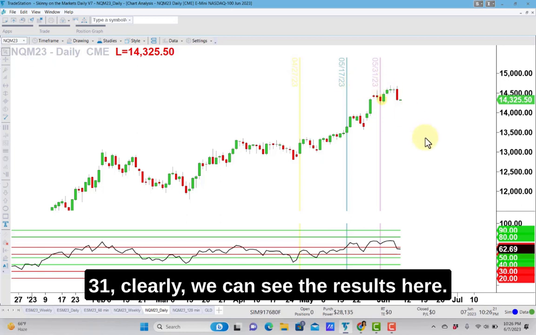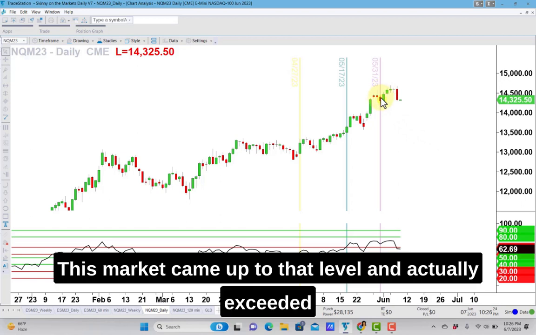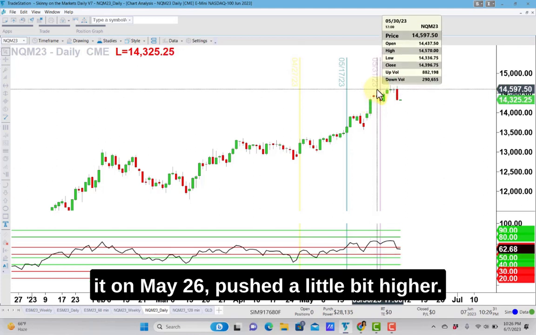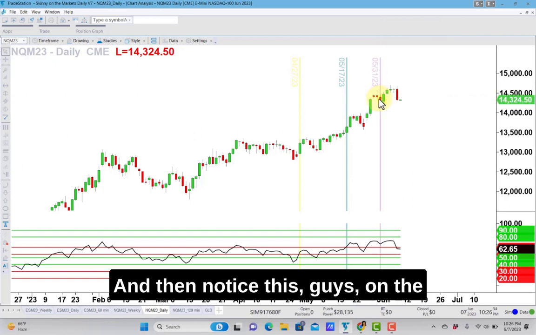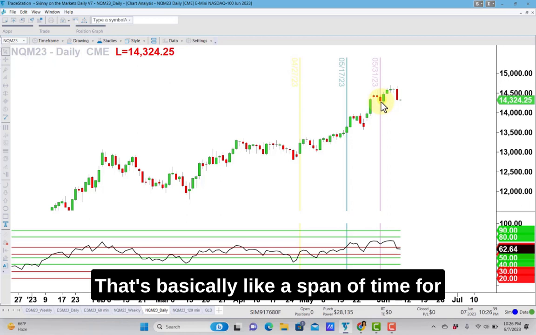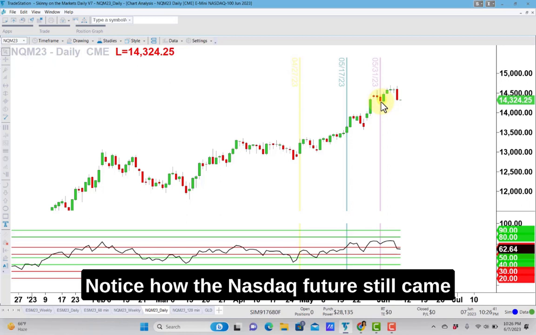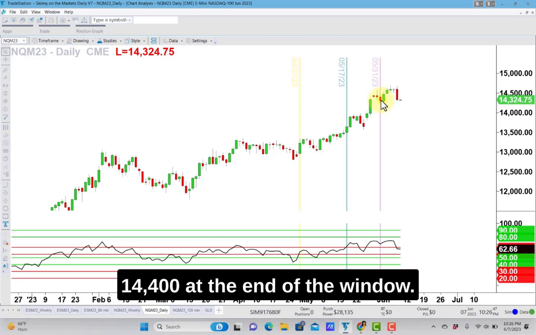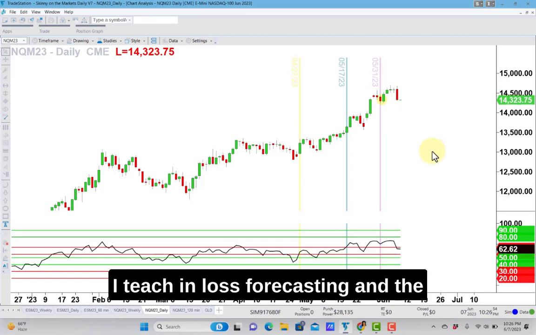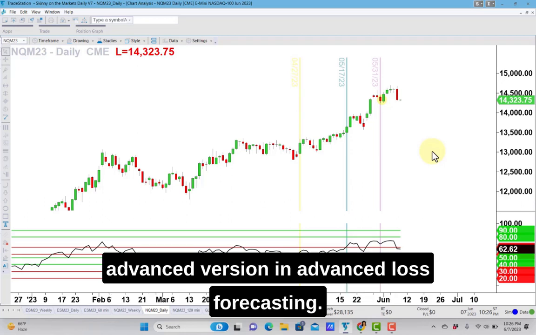Clearly, we can see the results here. This market came up to that level and actually exceeded it on May 26th, pushed a little bit higher, and then notice this, guys, on the latter part of the forecast cloud, which is basically a span of time for a forecast as opposed to a singular date, the Nasdaq futures still came back to the forecasted price, 14,400, at the end of the window. This happens more than you think. Again, the techniques to do this I teach in Lost Forecasting, and the advanced version in Advanced Lost Forecasting.